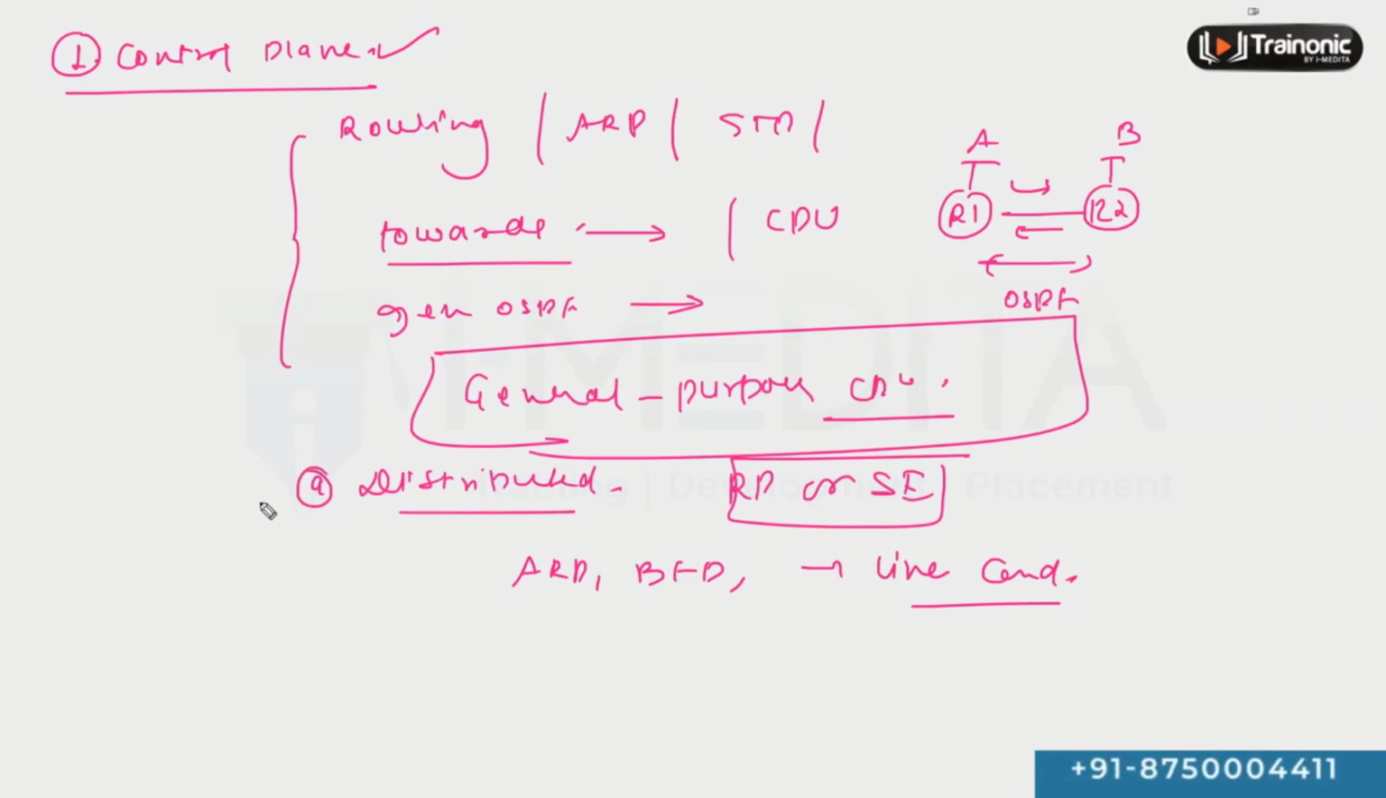In a distributed architecture, we have the supervisor engine and we have line cards. You might see the distributed architecture in high-end switches. But in centralized architectural platforms like normal routers and switches, there is a general purpose CPU which is going to manage all the control plane functions.